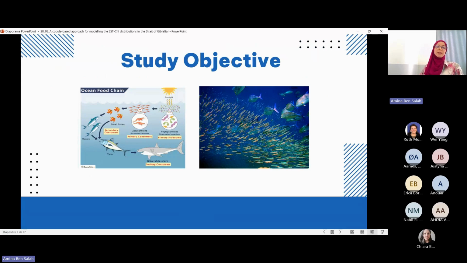The objective of the study is to understand the role of small pelagic fish in the marine food chain and how their abundance is influenced by two key variables, the sea surface temperature and the chlorophyll-a concentration. To model this dependence structure, we use a parametric Copula-based approach comparing both satellite observation and climate model outputs.